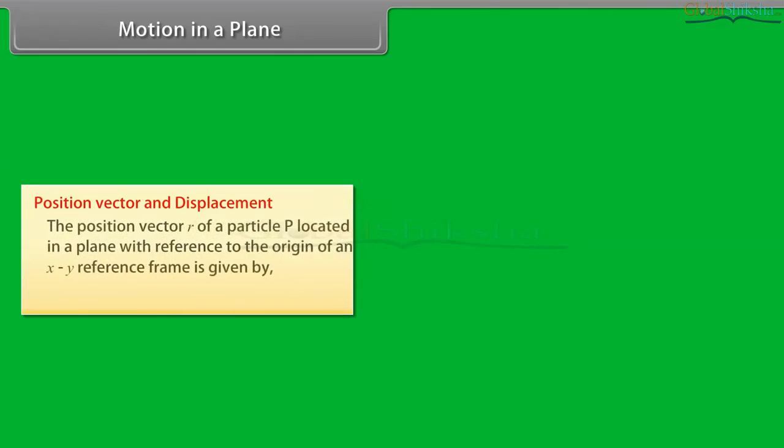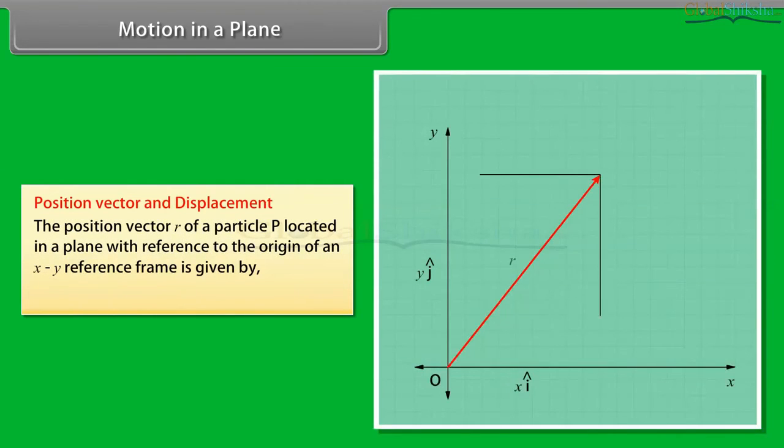Motion in a plane. Let's see motion in 2 dimensions using vectors, position vector and displacement. The position vector R of a particle P located in a plane with reference to the origin of an XY reference frame is given by R is equal to x i-hat plus y j-hat.